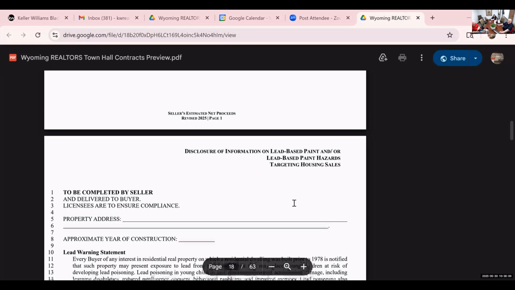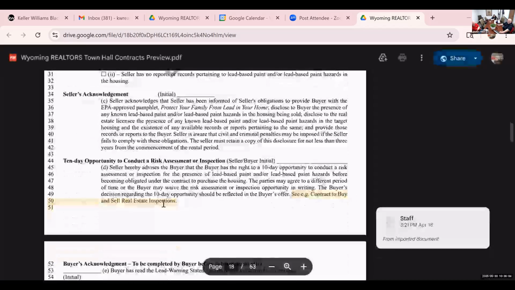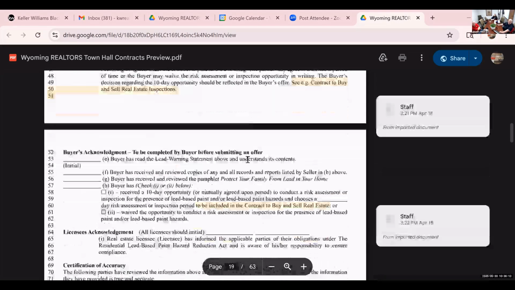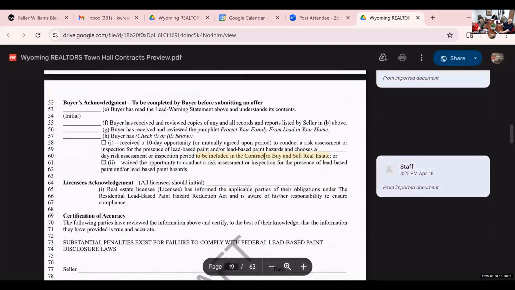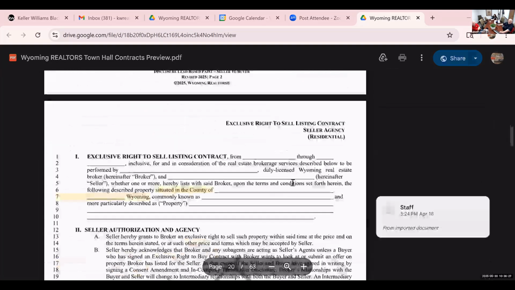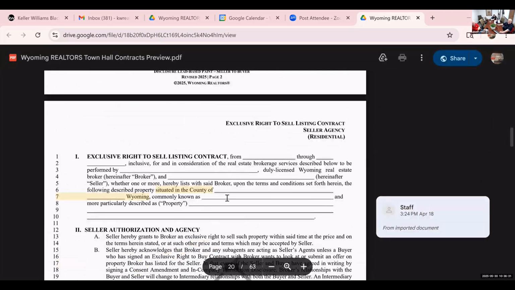They did touch the lead-based paint forms, just a touch. All they did was tie it back into the contract if you're going to do a 10-day period for assessment. If you're going to give them a 10-day period, it has to be reflected in the contract. That's what both of those references are for: if you're not going to waive the 10-day opportunity, you can't have a 5-day inspection period and a 10-day inspection for lead-based paint. Makes sense.